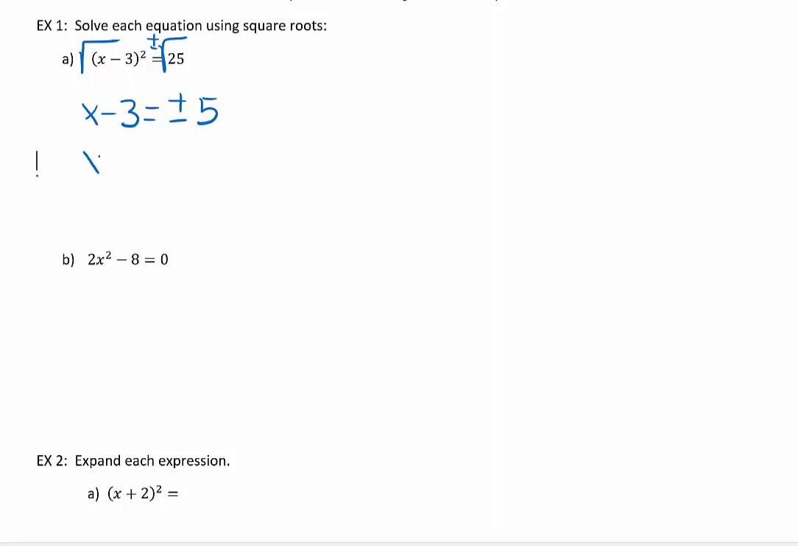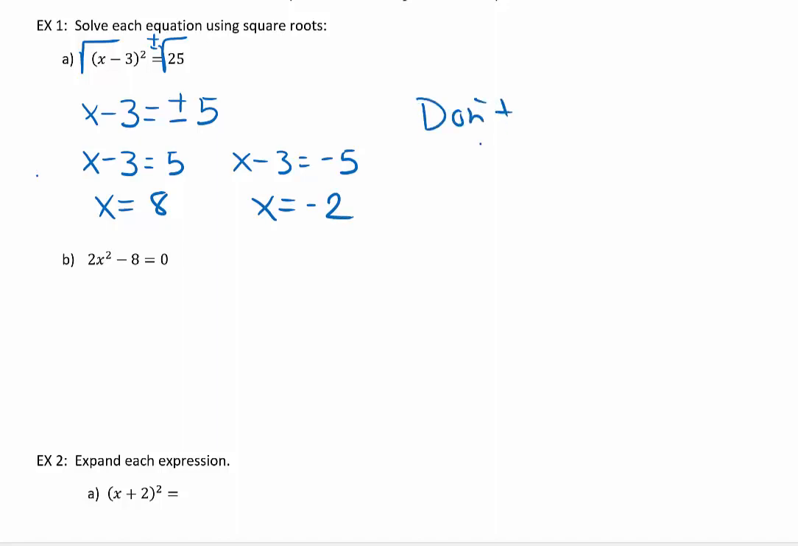So I can actually write this as two separate equations. x minus 3 could equal 5, or x minus 3 could equal negative 5. And then I can add the 3, and that gives me x equals 8, or x equals negative 2. So I think the important thing here, an easy mistake to make, is don't forget that plus or minus.